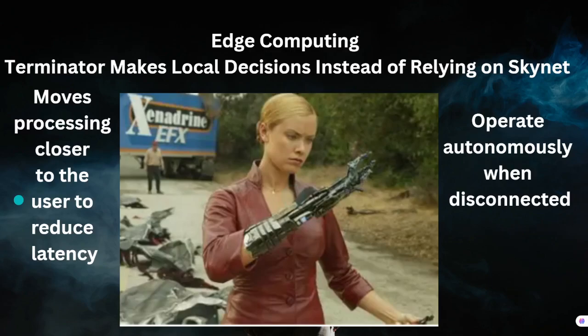Next concept is edge computing. Edge computing moves processing closer to the user to reduce latency. Skynet can't rely on central servers all the time due to possible attacks. So Terminators are designed to operate autonomously when disconnected. An example is when the T-800 doesn't need to communicate with Skynet. It learns and adapts locally.